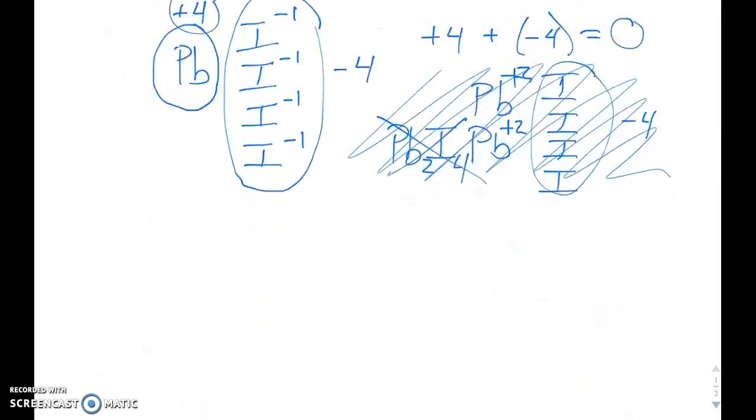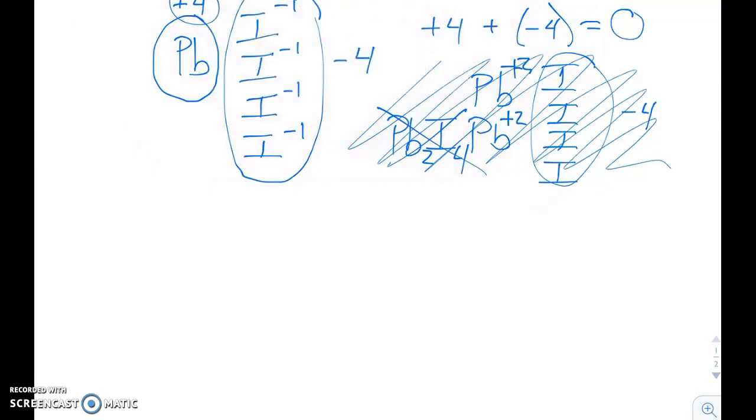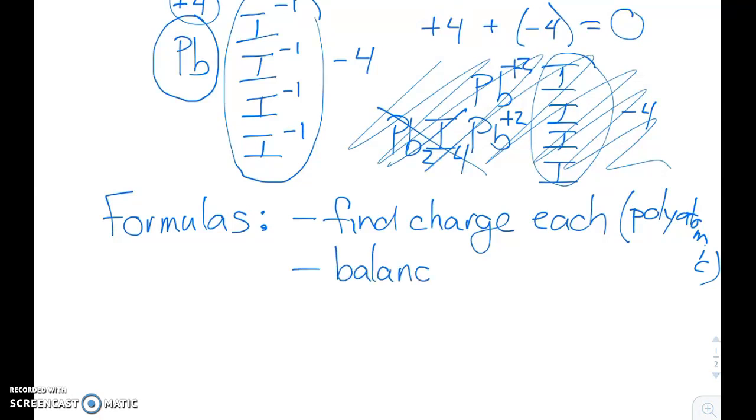Now, what about formula writing? To write formulas for ionic compounds, the big idea is you need to find the charge of each ion, and sometimes that does mean a polyatomic, and then you need to balance the charges.